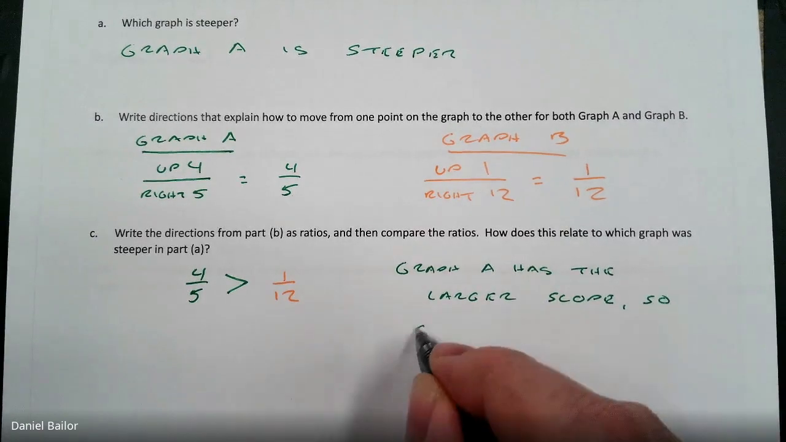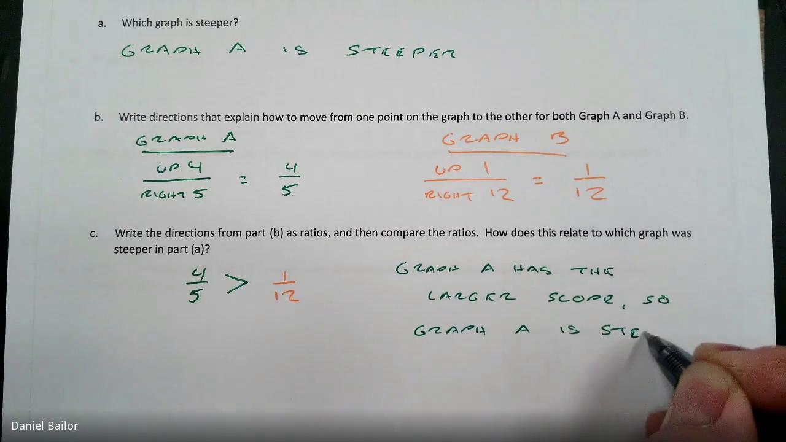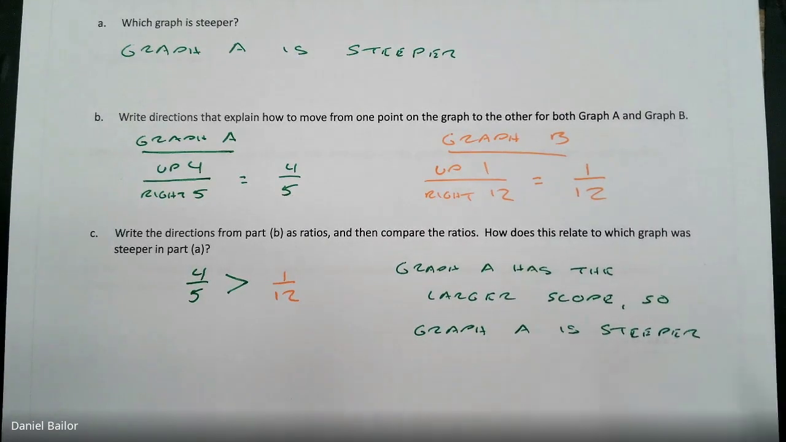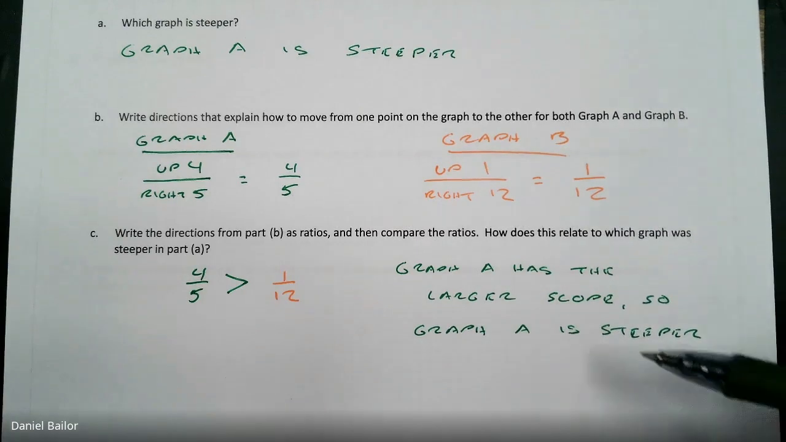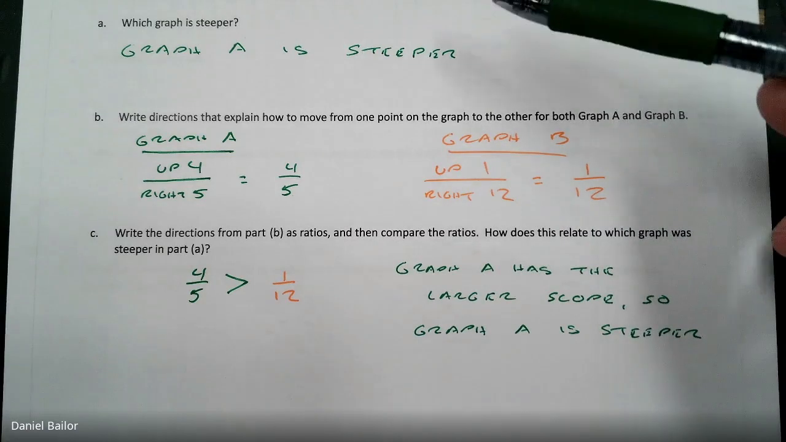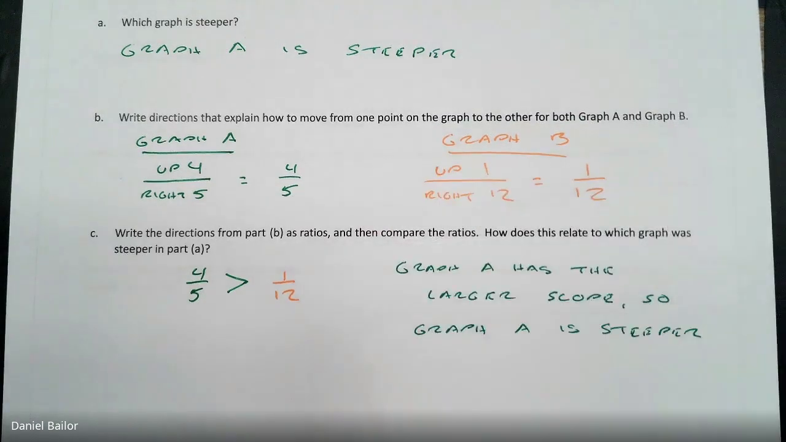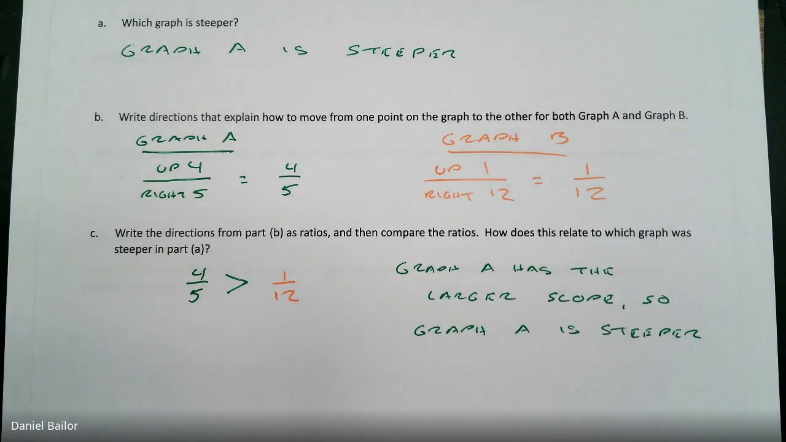So graph A is steeper. And that's the explanation. It confirms, it proves using numbers what we saw in part A. So we made a claim in part A, we proved it with parts B and C. So hopefully you get it. It's up divided by right, and we can see the difference in slope.